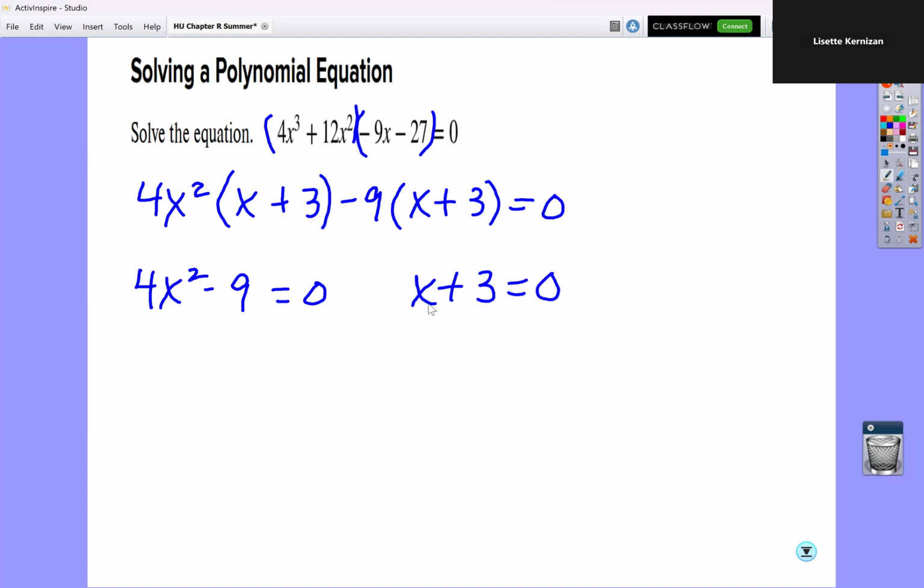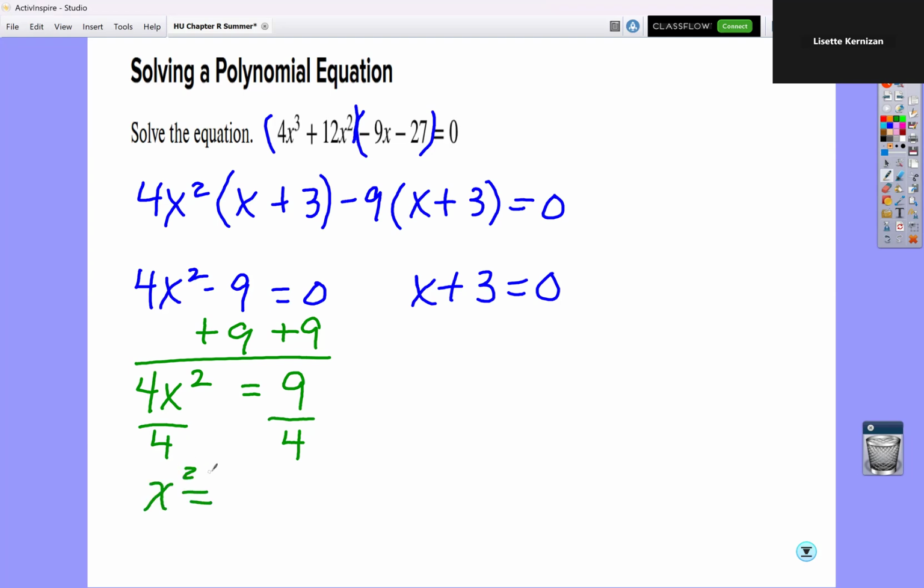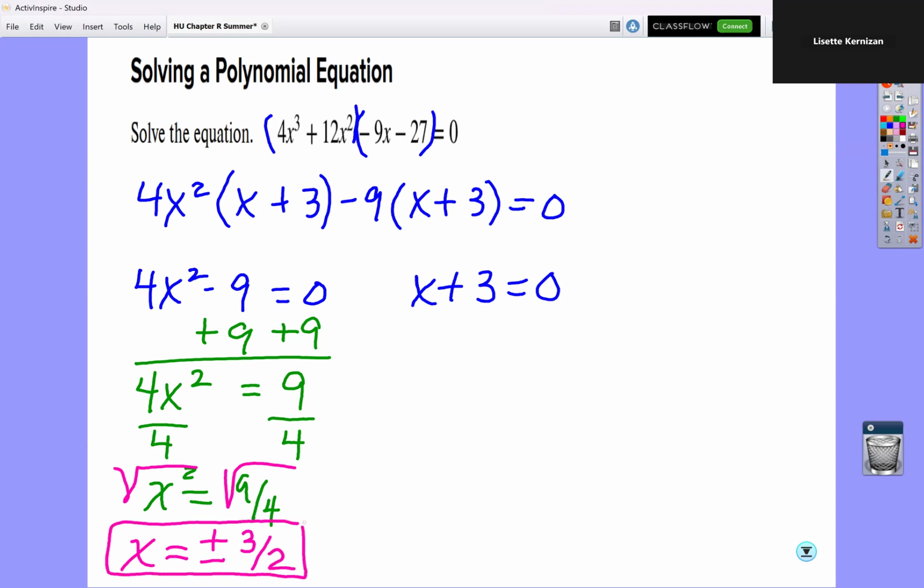So what are my solutions? First thing I'm going to do is add 9 to both sides. I get 4x squared equals a positive 9. Then I'm going to divide by 4. I get x squared equals 9/4. Today we learned that whenever we have a square, we take the square root of both sides and we get a plus or minus. Square root of 9 is 3, square root of 4 is 2, so plus or minus 3/2. Then I'm going to do the next one. I'm going to subtract 3 from both sides, and x is equal to negative 3.